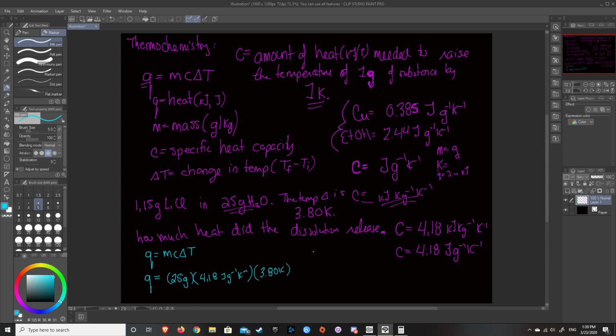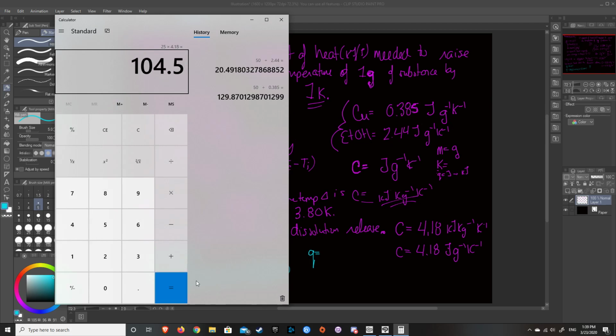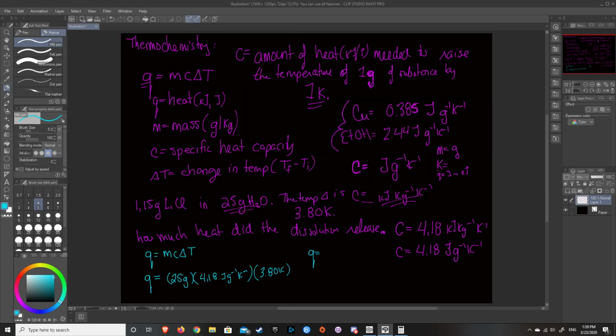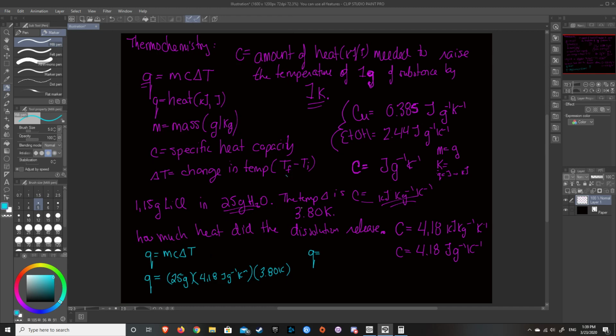So Q, if we do this calculation, Q is equal to 25 times 4.18. 25 times 4.18 gives you 104.5, multiplied by 3.80. So we've got 397.1. So Q is equal to 397.1 joules.